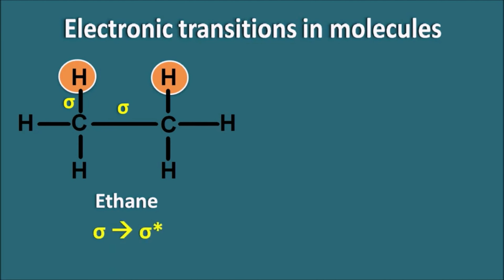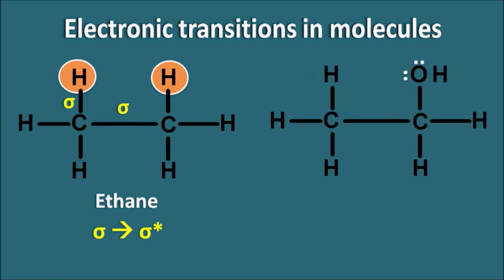Here sigma is the bonding molecular orbital and sigma asterisk is the anti-bonding molecular orbital. Otherwise, sigma is the ground state and sigma asterisk is the excited state. We can also call sigma the HOMO, the highest occupied molecular orbital, and sigma asterisk the LUMO, the lowest unoccupied molecular orbital. So when we supply energy, ethane can undergo a sigma to sigma transition.